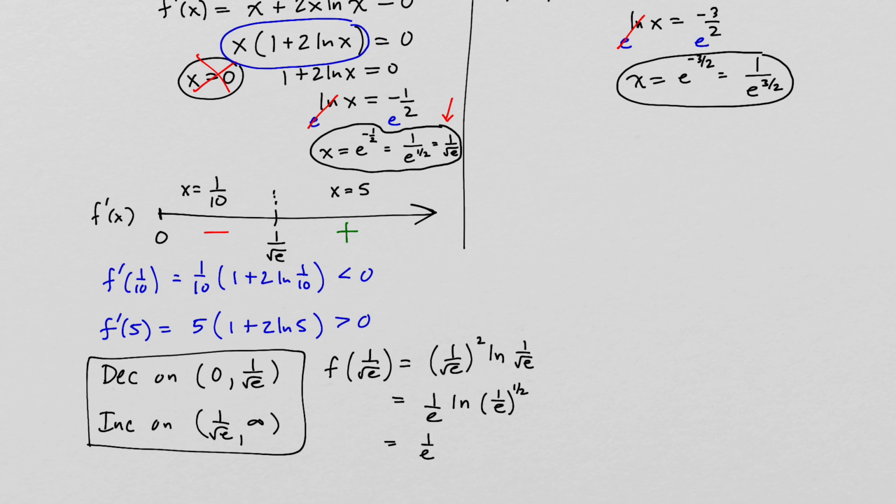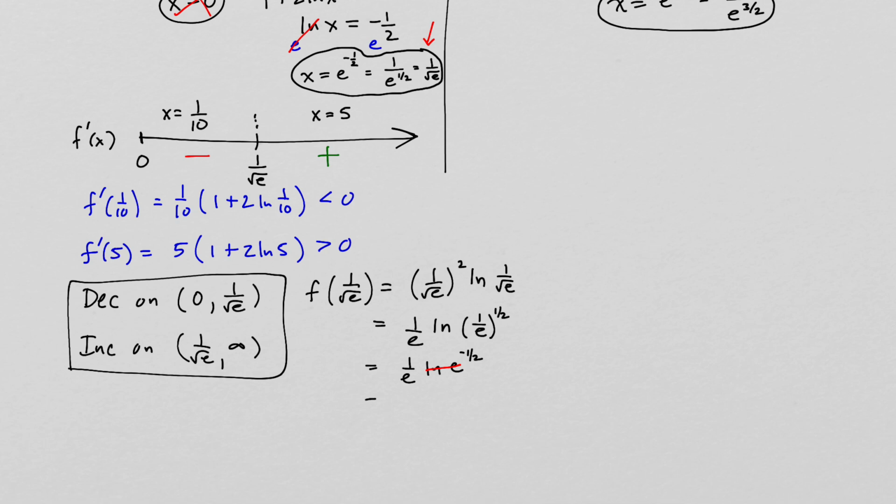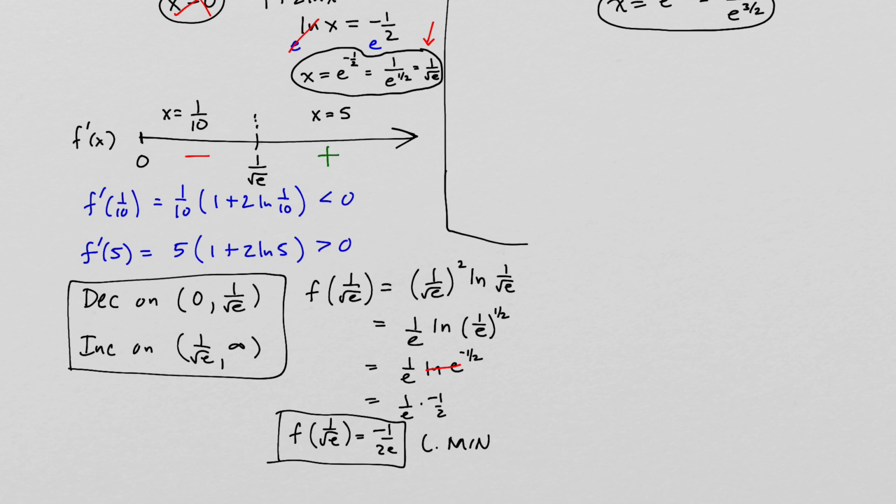Or I can write this as the natural log of e to the negative 1/2. And what happens here is these cancel out, and you just get 1 over e times negative 1/2, and that gives us a final result of negative 1 over 2e. And again, this is our local minimum. Okay? So again, I think when you do an example like this, you really gain an appreciation for the polynomial examples, because polynomials are much simpler to deal with than logarithmic functions and other types of functions.